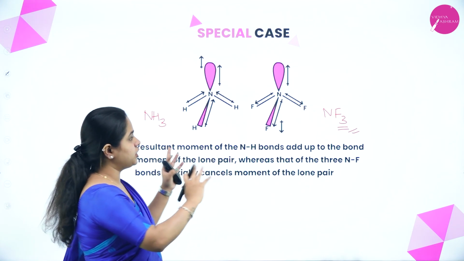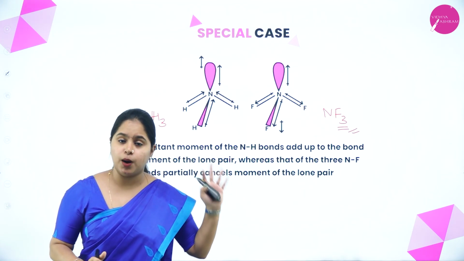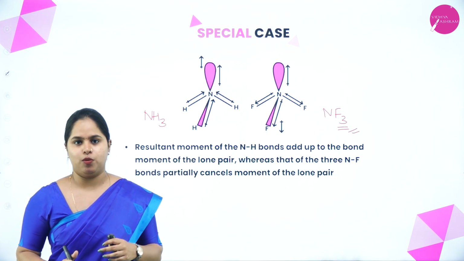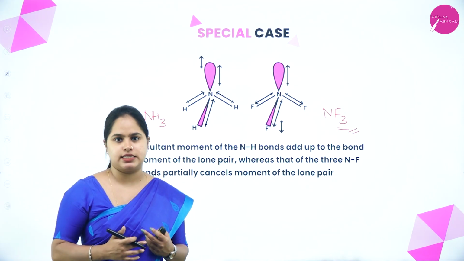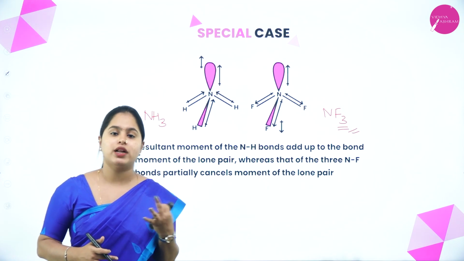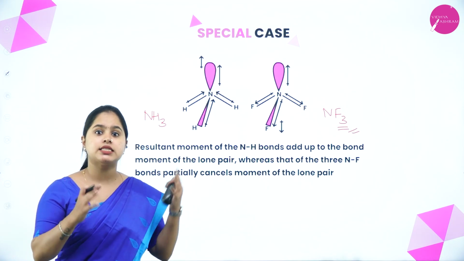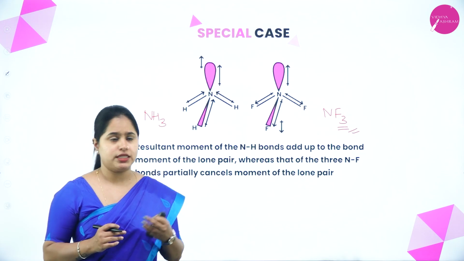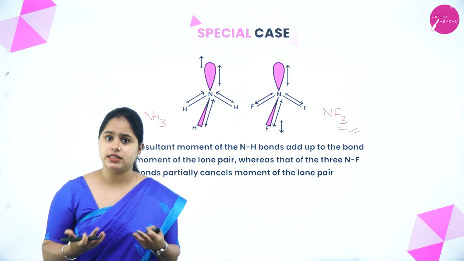Comparing NF3 and NH3, ammonia has more dipole moment. So let's see why exactly this is happening. Even though fluorine is the more electronegative atom, why does ammonia have more dipole moment? That is why it is a special case. Let's see why it is happening.